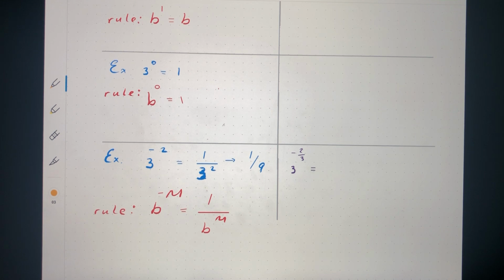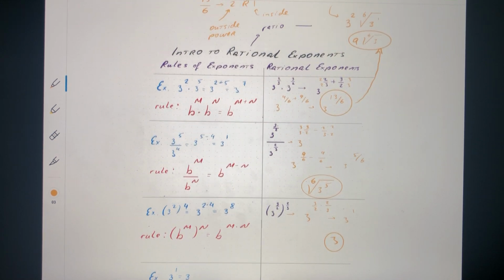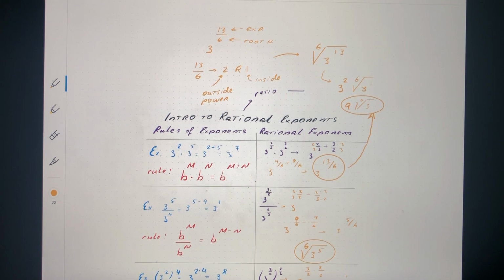So in our example here, we have 1 divided by 3 to the power 2/3. And we can leave it that way, or we can change it to roots and have 1 over the cube root of 3 squared, which is the cube root of 9. And that's it for this answer. And that's basically the rules of rational exponents.